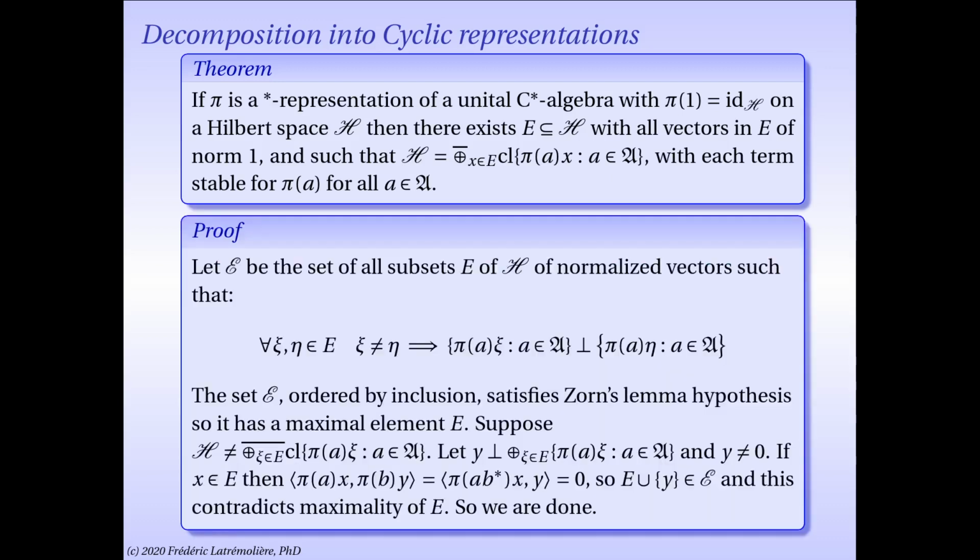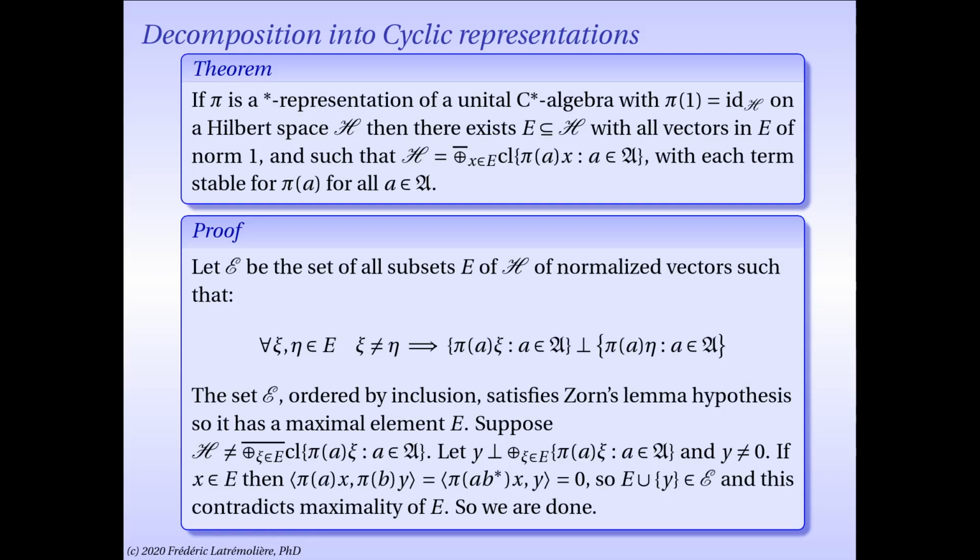So let's prove this result. It's really, again, a Zorn maximality result. So let script E be the set of all subsets E of my Hilbert space H, consisting only of normalized vectors, with the additional property that if psi and eta are two distinct vectors in E, then the subspace pi of A times psi for A ranging over the system algebra is orthogonal to the subspace pi of A times eta for A ranging again over your whole system algebra. So the set script E is not empty because it contains the singleton consisting of a single normalized vector. So it's a non-empty set.